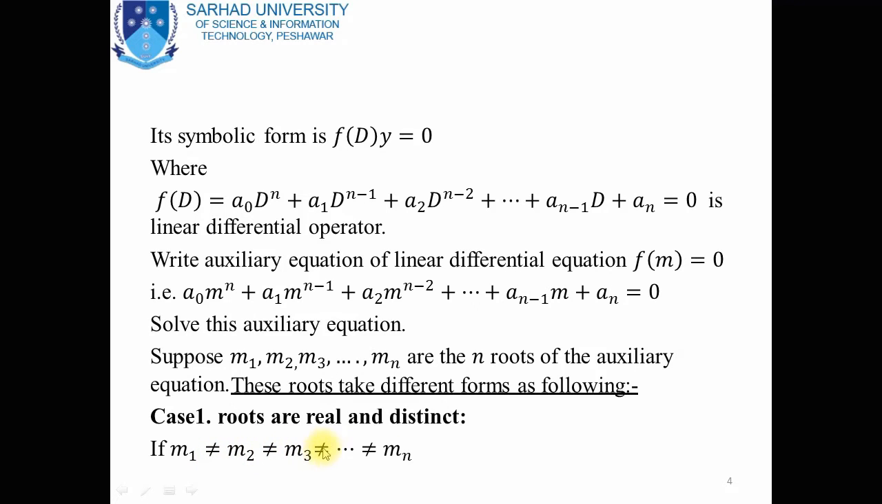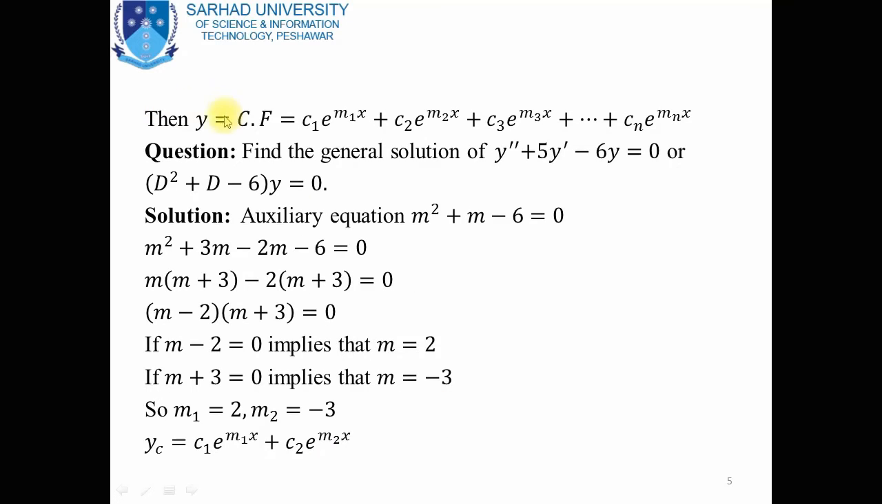Now the first case: if the roots are real and distinct, m1 does not equal m2, m2 does not equal m3, m3 does not equal mn, and so on, then the complementary solution will be equal to c1 e^(m1 x) plus c2 e^(m2 x) plus c3 e^(m3 x) and so on, plus cn e^(mn x). So this is the complementary solution for the homogeneous linear differential equation of higher order.